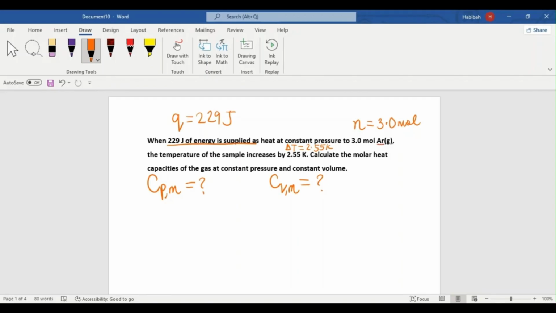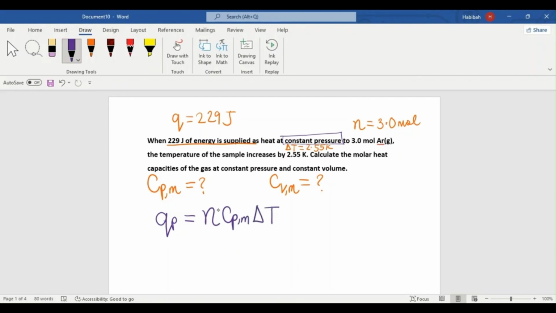Well, the first thing you have to remember is this. As you can see, I have boxed the constant pressure. Since we're asked to find CP,m as well as CV,m, you have to understand the question and break it down in your mind, and also write things down so that you would not be confused. Generally, the formula for heat at constant pressure is Q sub P equals number of moles times CP,m times change in temperature.